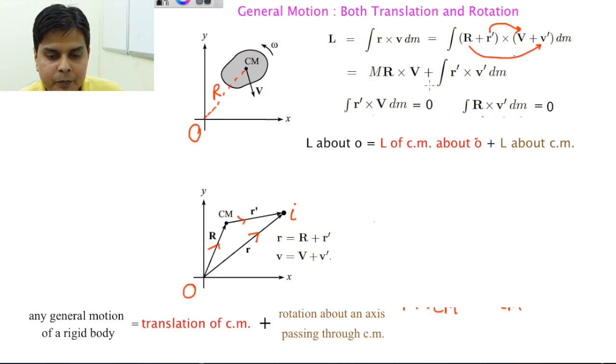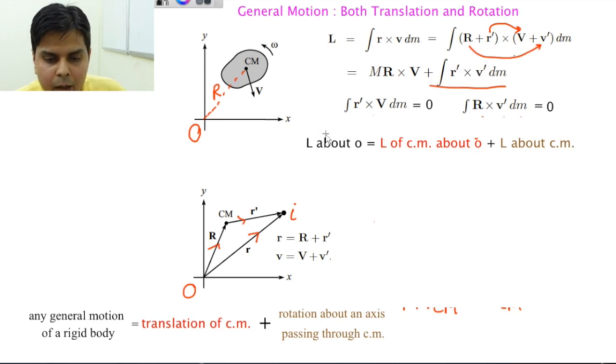And what is this term? This is L about center of mass. Why? Because in R prime cross V prime, I am asking each particle: what is your velocity with respect to center of mass, that is V prime, and what is your position vector with respect to center of mass, that is R prime. So this is L about center of mass.